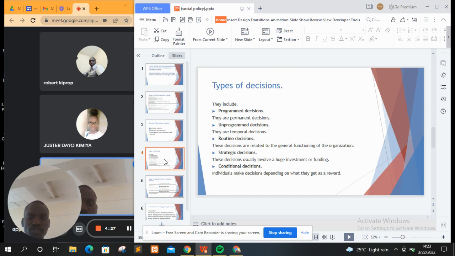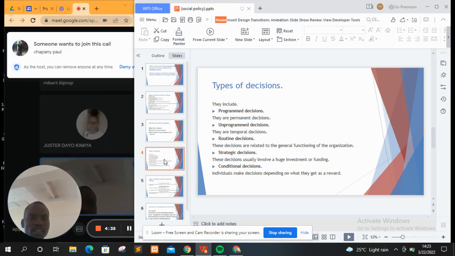Conditional decisions. These are decisions individuals make depending on what they get as a reward.